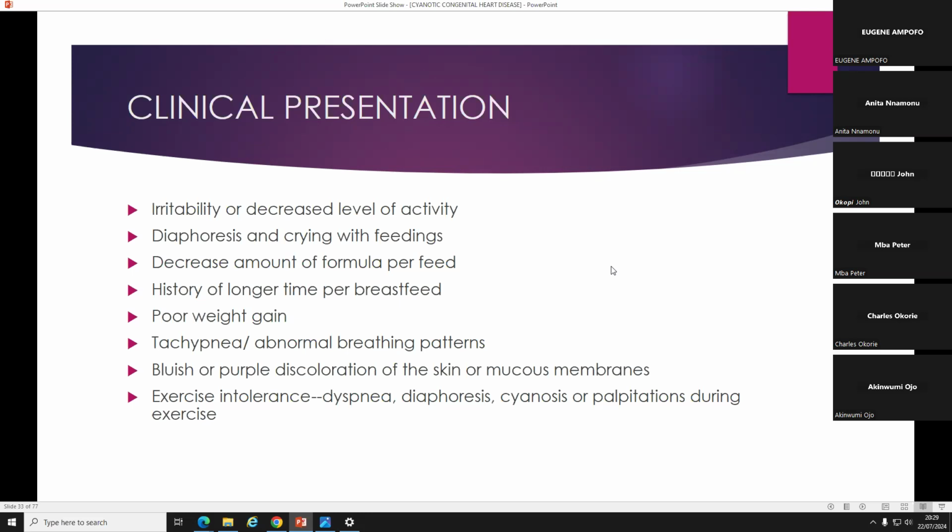History of longer time per breastfeed, poor weight gain, failure to thrive. They are persistently tachypneic. They could have abnormal breathing patterns, bluish or purple discoloration of the skin or mucous membranes, which is basically the cyanosis. Exercise intolerance, if they persist to early childhood, with dyspnea, diaphoresis, cyanosis, or palpitations during exercise. And then there's the classic sign where a child is playing and then he feels deoxygenated and then he squats down. This is basically to increase venous return and thereby force blood back into the systemic circulation when they become dyspneic.